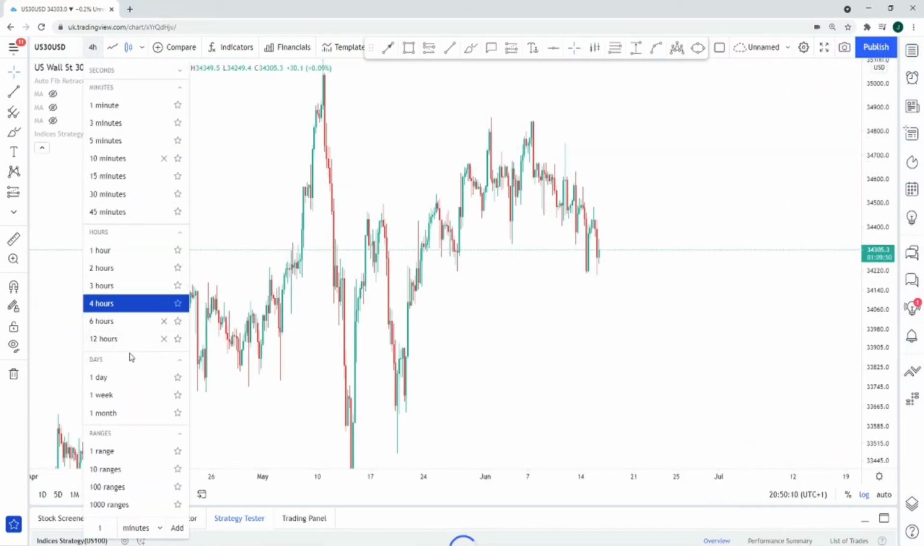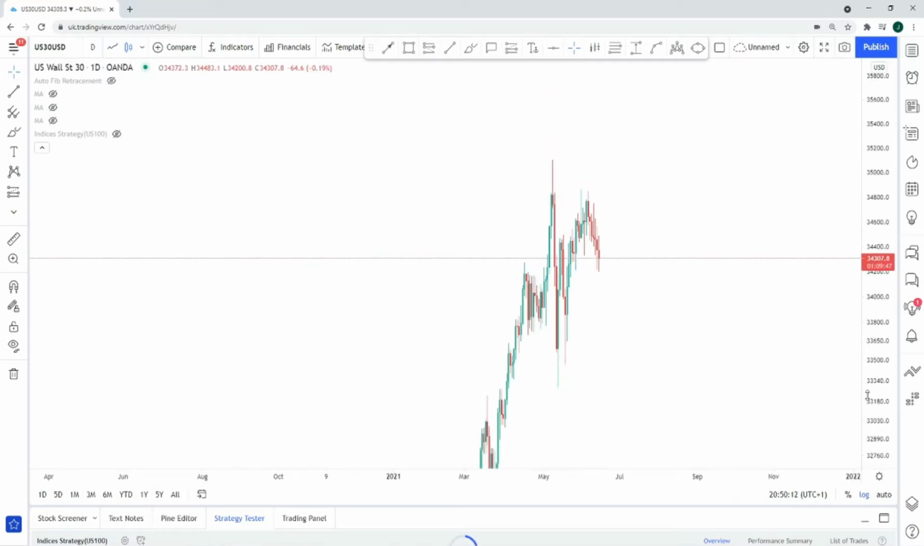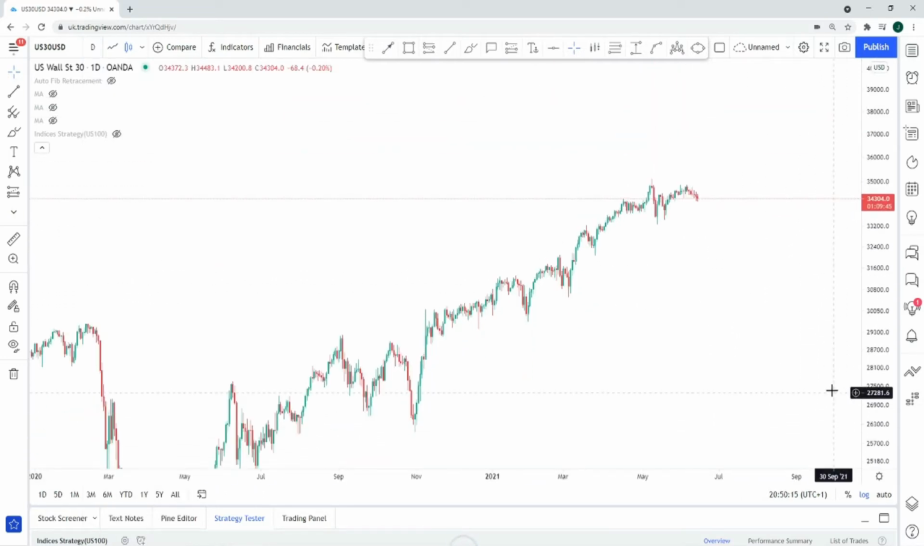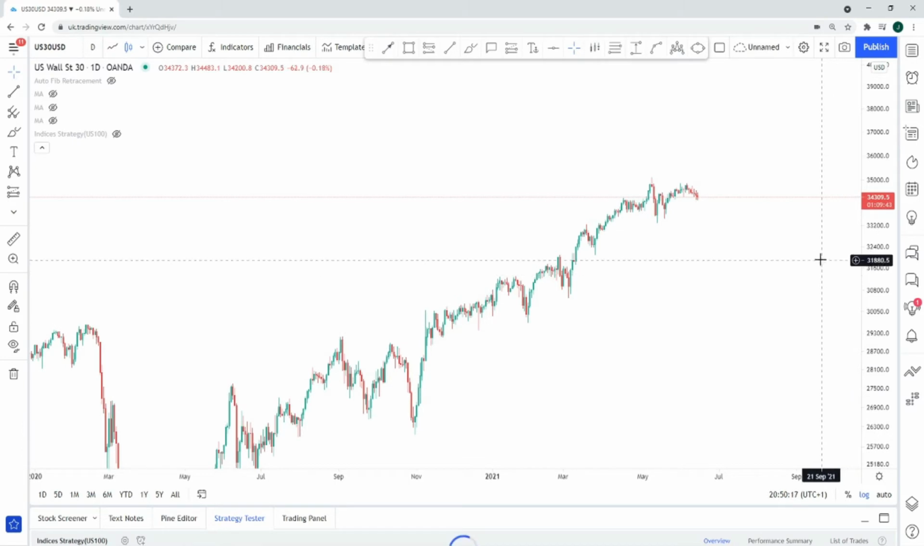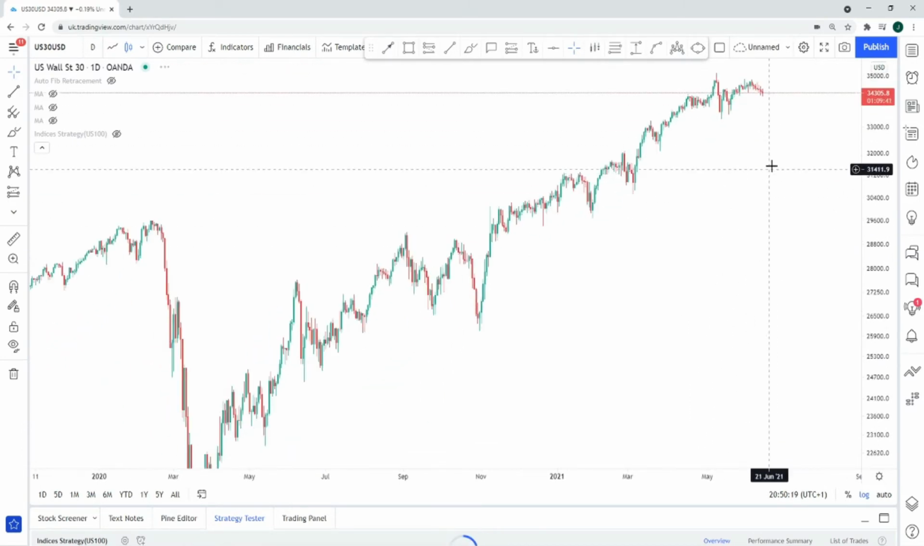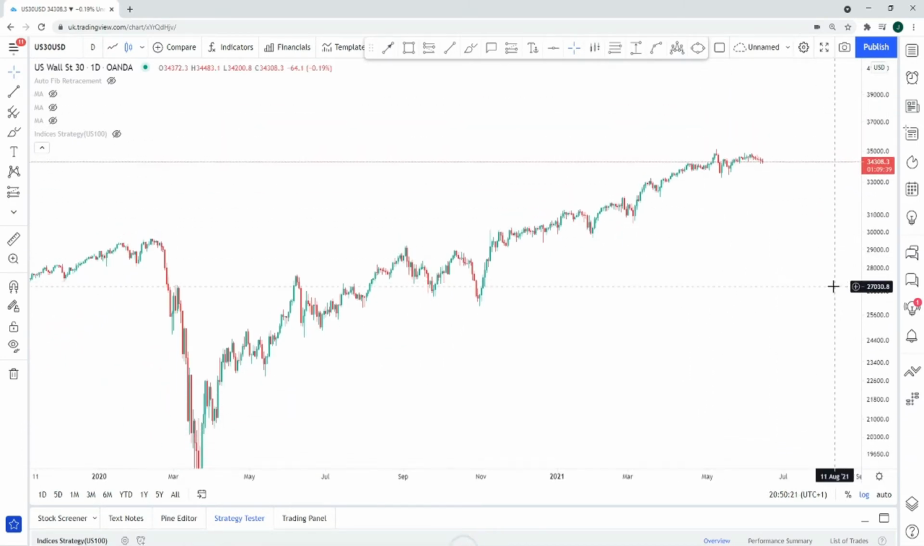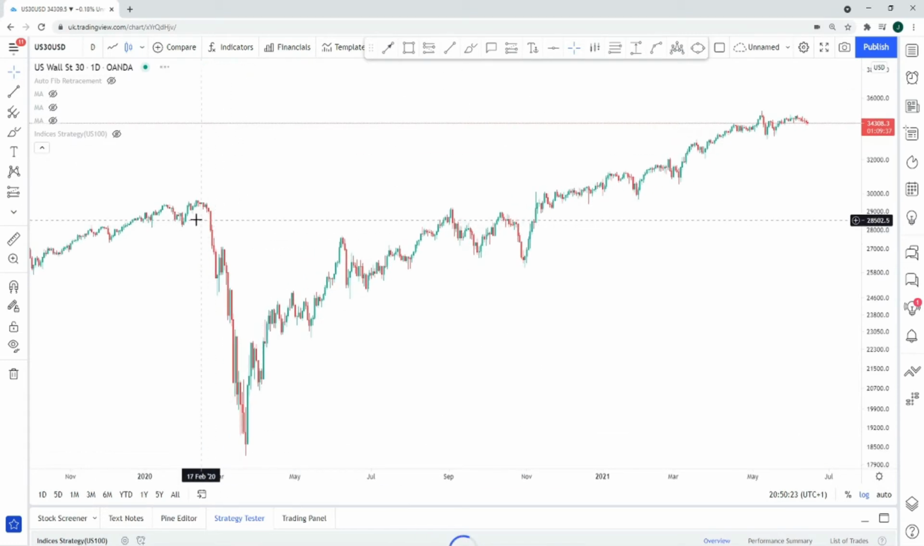Let's move to the daily time frame. Again, it's similar. We all know that we have been in a strong bullish trend for months. Since last year when we had that massive hit in COVID, we saw price make that massive dip, and then price started moving to the upside from last year in March.